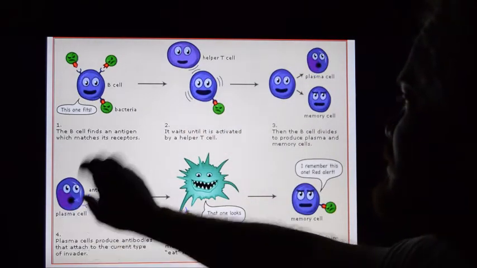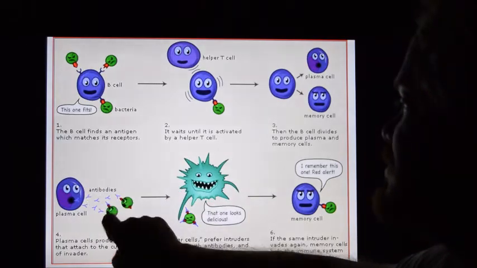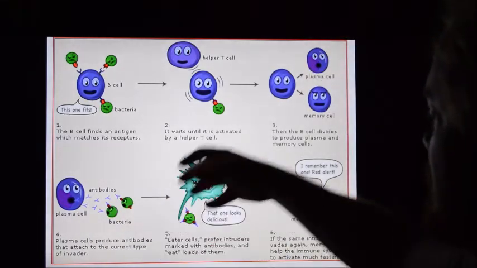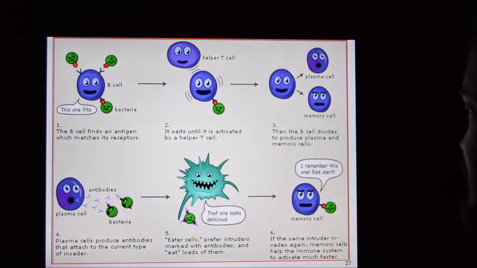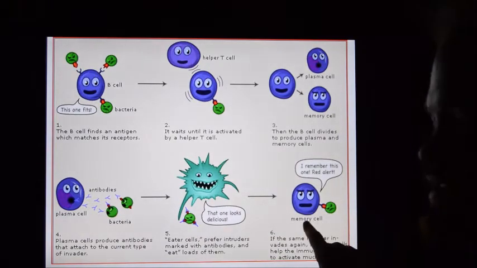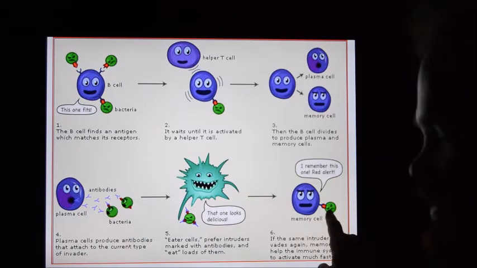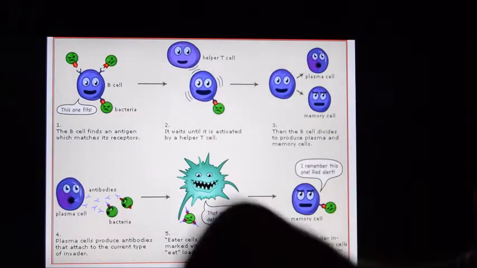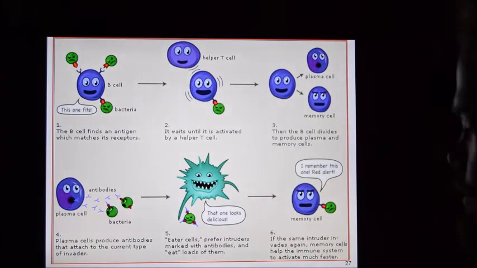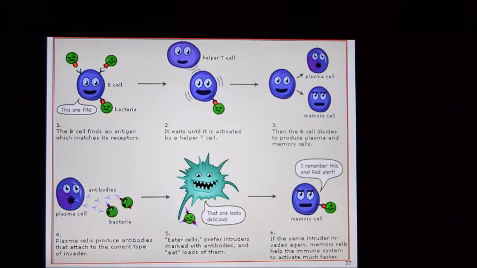The plasma cell starts cranking out antibodies that mark cells for death. And then big honking macrophages can come around and find the marked cells and destroy them. Memory cells stick around just in case you're ever re-exposed. And if you are, they go straight to here and shortchange all the rest of this. Okay? So that is how specific immunity works.